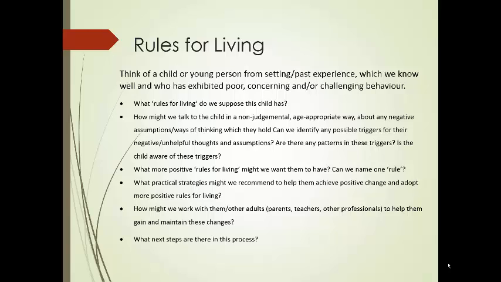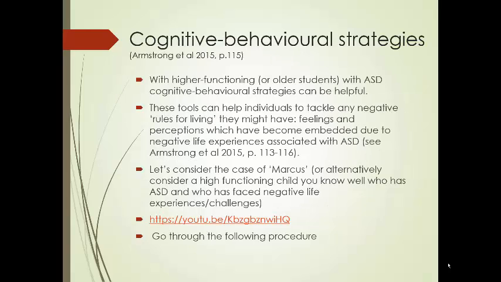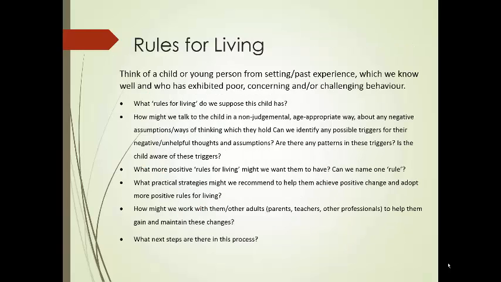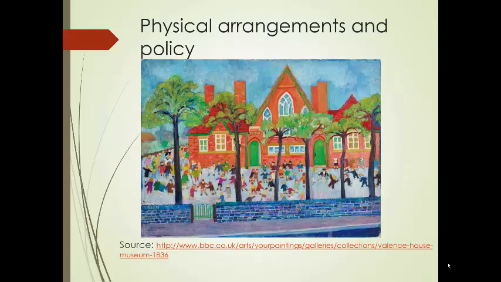By thinking about what rules for living we suppose a child has, how we might get them to name those and tackle them, and to think about negative, internalised guides they have for their life, and patterns that trigger these unhelpful and negative thoughts, and how they might be more aware of when these thoughts are emerging, and therefore reduce the influence of these negative thoughts, and even over the long term tackle the basis of some of these unhelpful, what I describe as rules for living. So you can consult Armstrong et al. 113 to 116 there for more detail, in the book Understanding Child and Adolescent Behaviour in the Classroom. So let's move on to physical arrangements and policy.